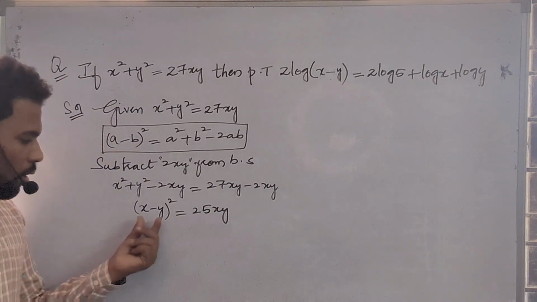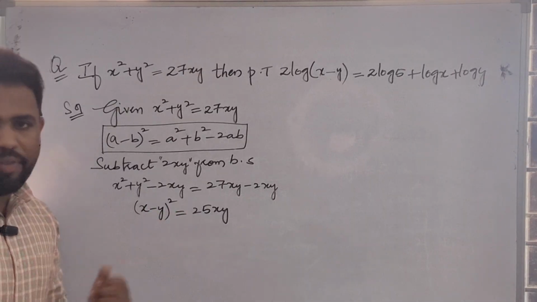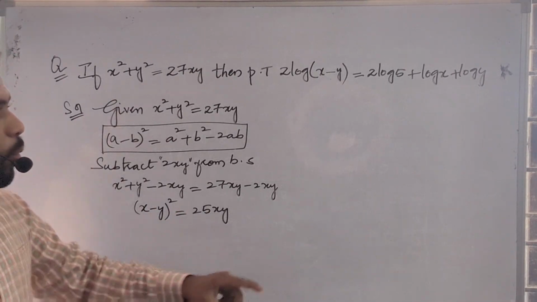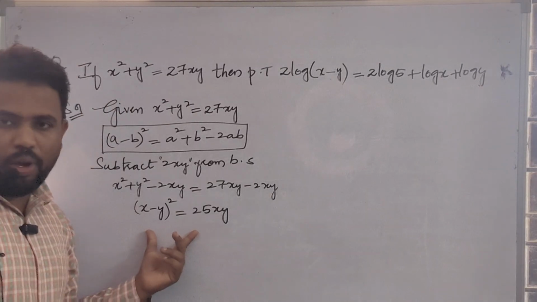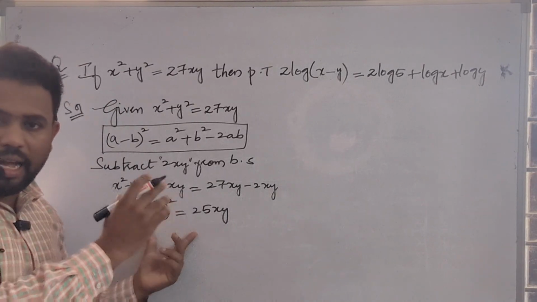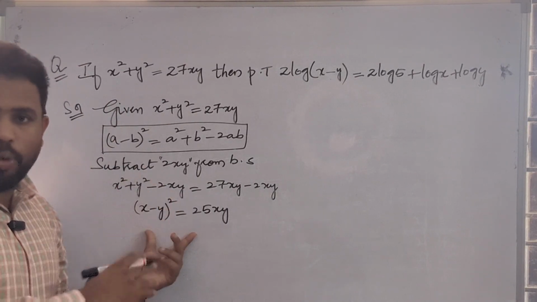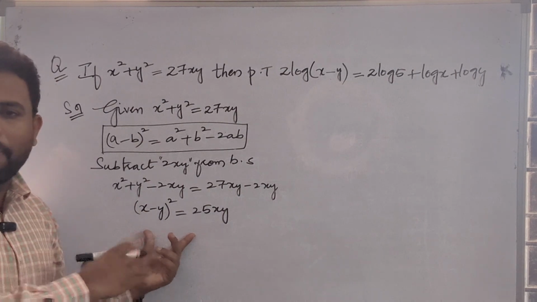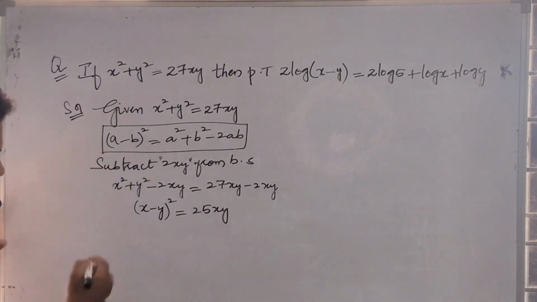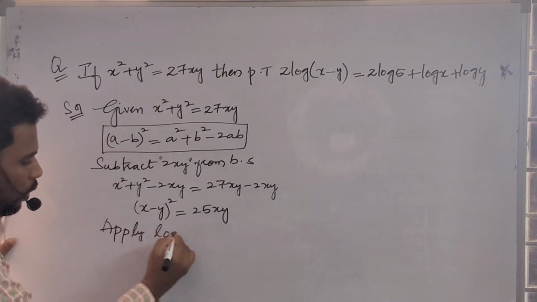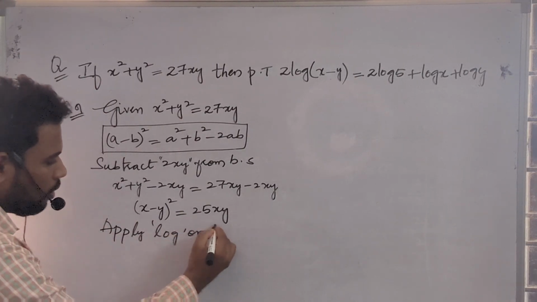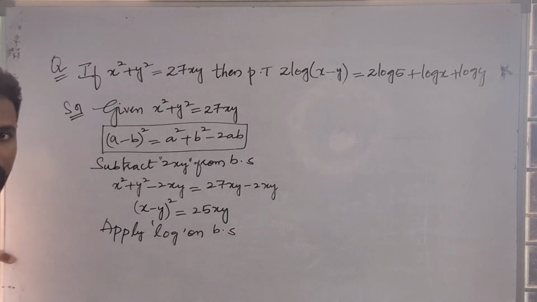25xy. Clear? So (x minus y) whole square equals 25xy. Now in the proof we have a log on both sides, but here we don't have a log. To prove exactly what it asks for, we have to apply log on both sides. So applying log on both sides.